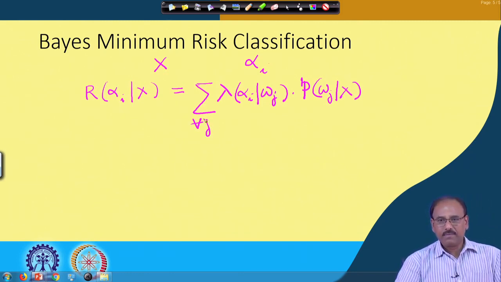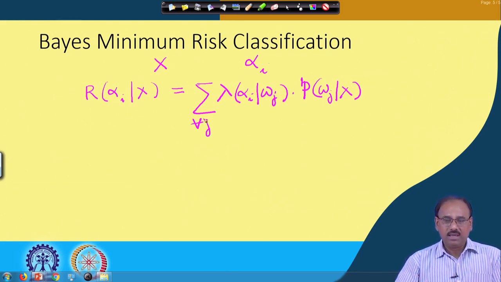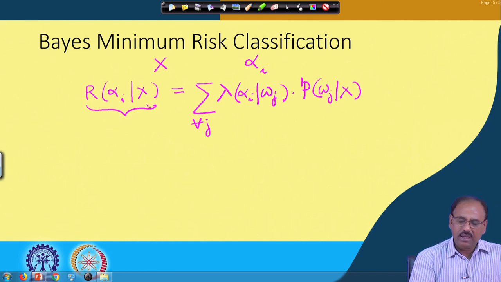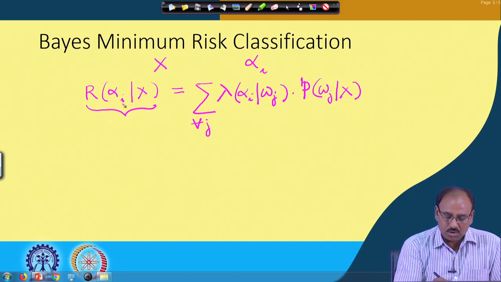Why over all j? Because I am taking action alpha i, maybe the true state of nature is omega 1, the signal actually belongs to class omega 1. So, for that what is the risk? It may actually belong to class omega 2, for that what is the risk? And likewise it may actually belong to class omega c, and therefore for that what is the risk. And if I add all these risks, then I get the overall risk for taking action alpha i given my feature vector x.